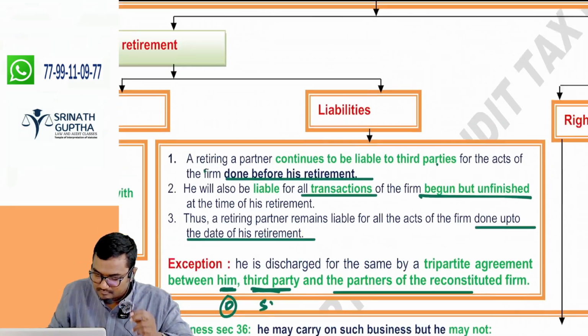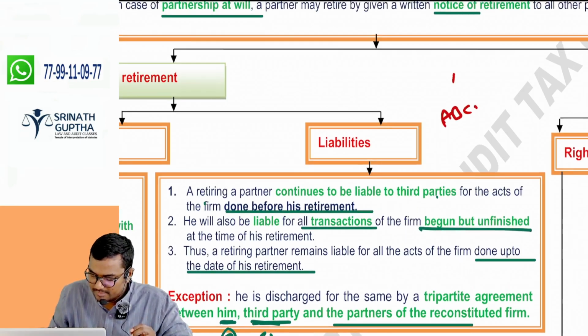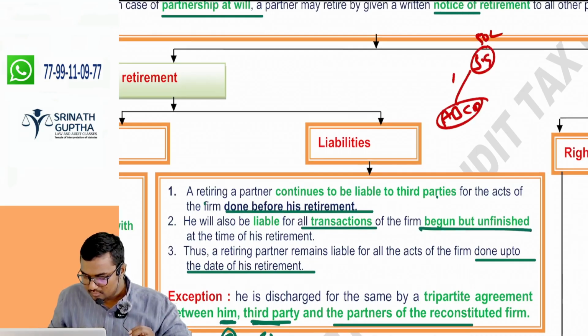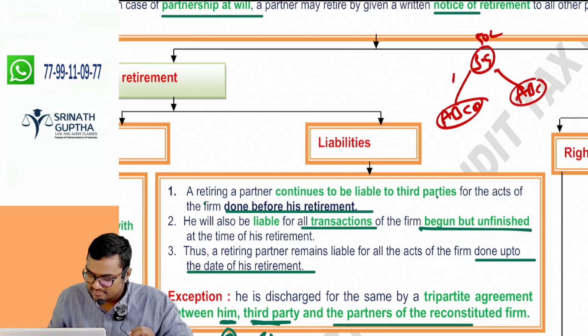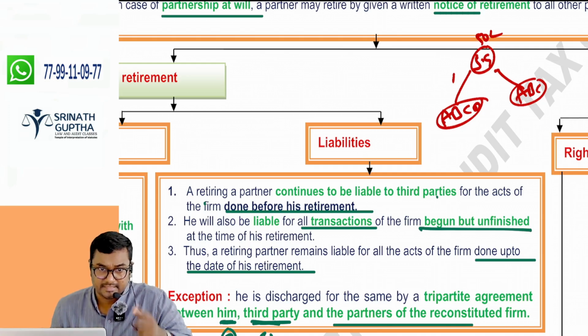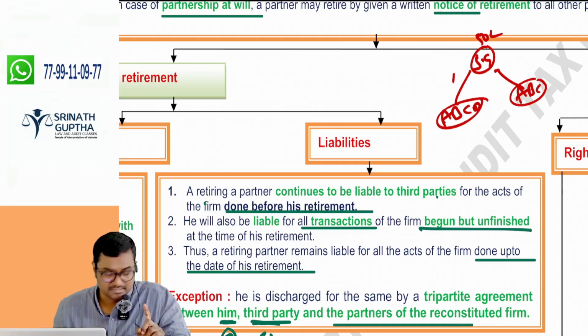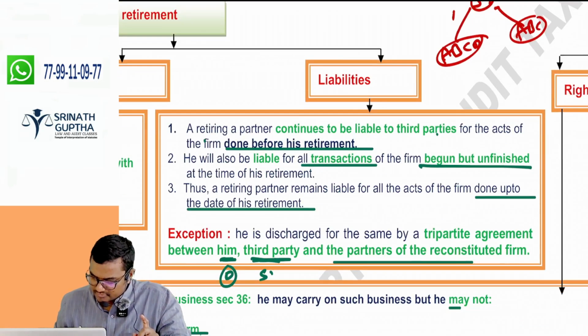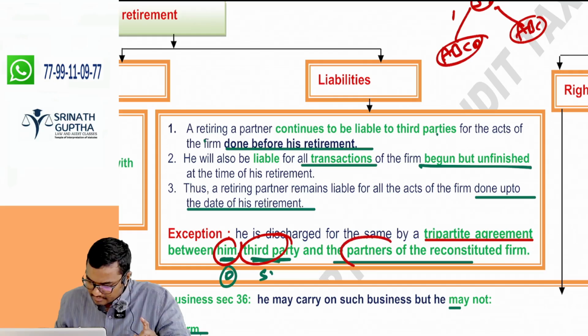Previously, ABCD agreed to give me 50 lakhs. Now ABC agreed to settle me, saying, sir, we only will give you 50 lakhs, don't ask D, and I also agreed to that. Then D will not be liable for the activities of the firm done before his retirement either. But the creditor's acceptance is mandatory. So he will be discharged by a tripartite agreement. The three parties will be the old firm, the new firm, and the creditor, between him, the third party, and the new partners.